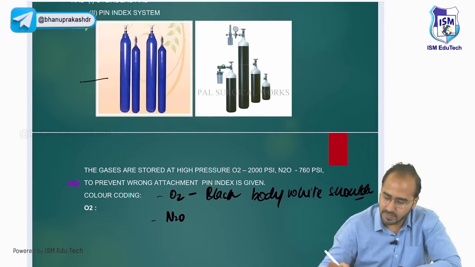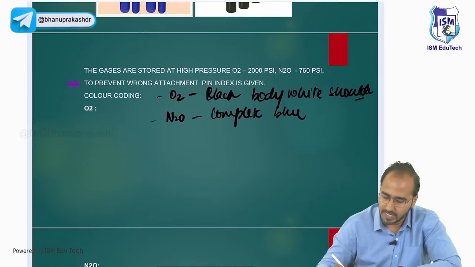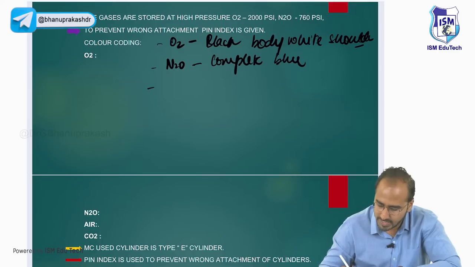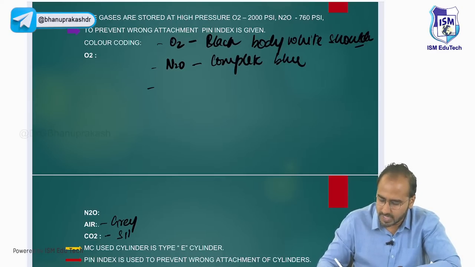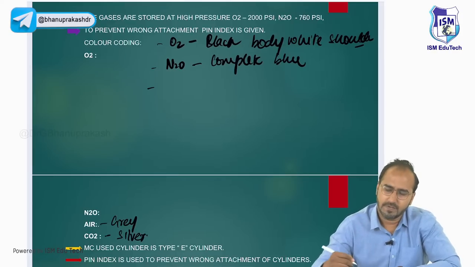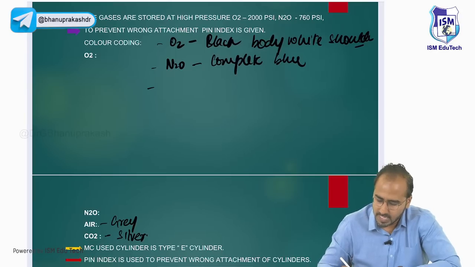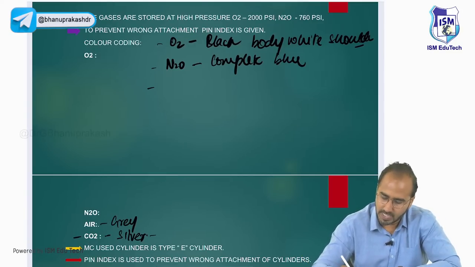What's the color coding for the nitrous cylinder? It is complete blue. Apart from that, what else we need to remember? The air cylinder is gray in color. The carbon dioxide cylinder has recently been changed to silver color. Previously we used to store air and carbon dioxide in gray color cylinders only. But nowadays, carbon dioxide is stored in silver color cylinders. So oxygen is there, nitrous is there.